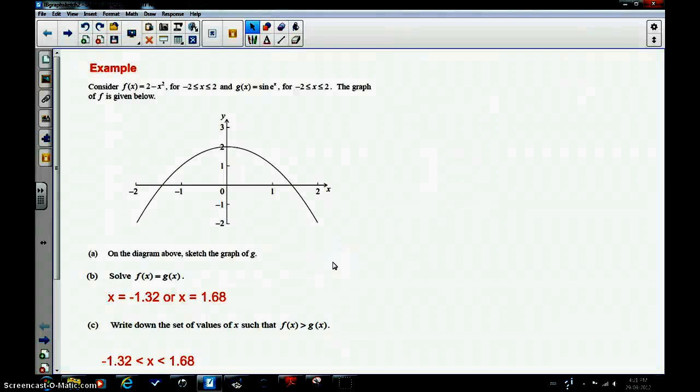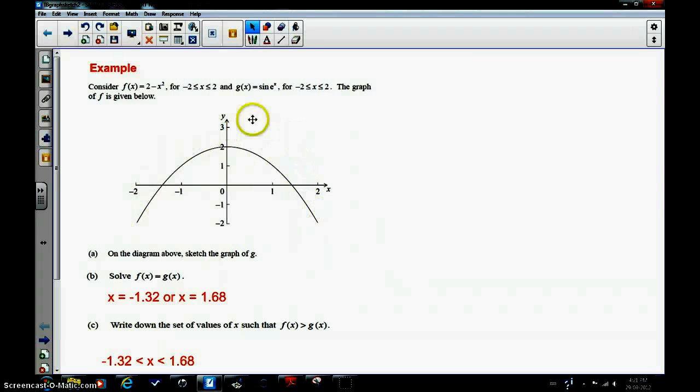I'm Mike James, and in this tutorial I'm going to use the calculator to graph a function. In this example we're given two functions, f of x equals 2 minus x squared, which is a quadratic, and g of x equals sine e to the x, and they're both given in the same domain, x between minus 2 and plus 2. Now the graph of f is drawn already.